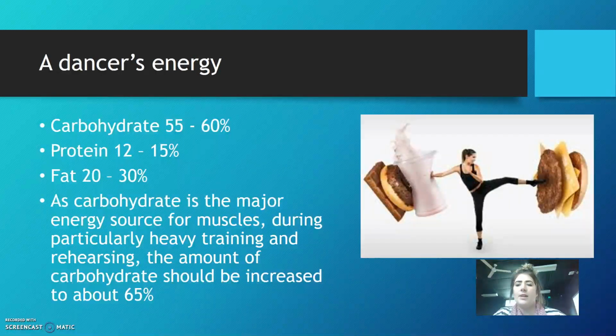As a dancer, your energy is mostly going to be made out of carbohydrates, so anywhere between 55 and 60%. Proteins make up 12 to 15% of your diet, and fats, healthy fats, are going to be between 20 and 30%. Carbohydrates are definitely your major energy source for your muscles. So when you're training and rehearsing for a production, you could actually increase your carbohydrate intake to about 65% of your diet.